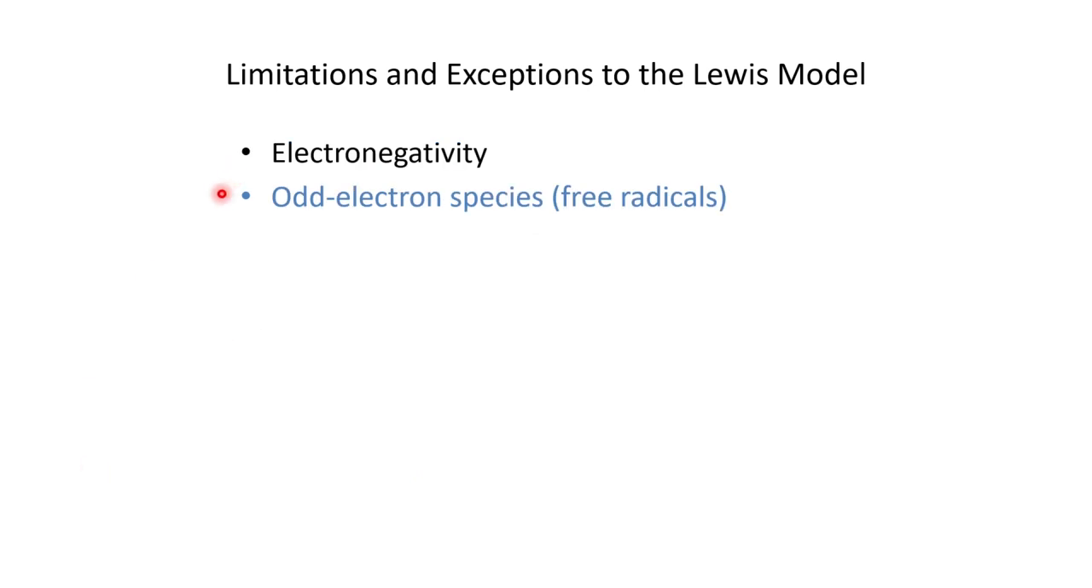Another limitation or exception is having odd electron species, or, as you might have heard of them before, free radicals. Nitrogen monoxide is an example of a free radical. Why don't you try to draw the Lewis structure of nitrogen oxide? What you'll notice is that nitrogen comes with 5 valence electrons and oxygen comes with 6. If you add both of those together, you get 11, which means that there will be one unpaired electron.